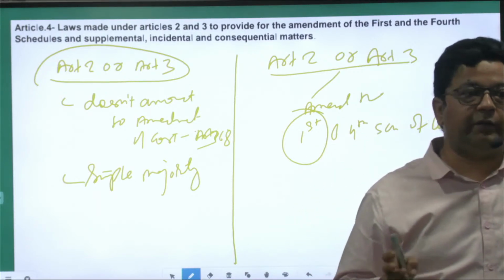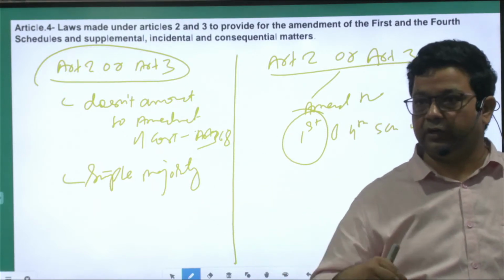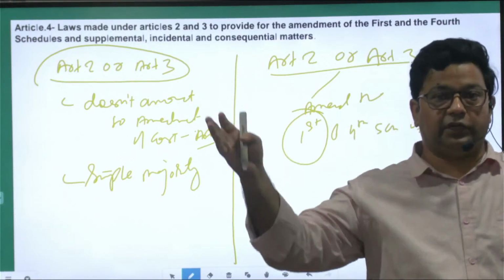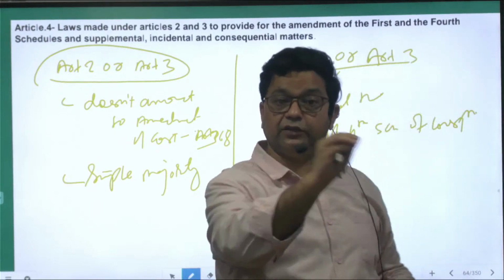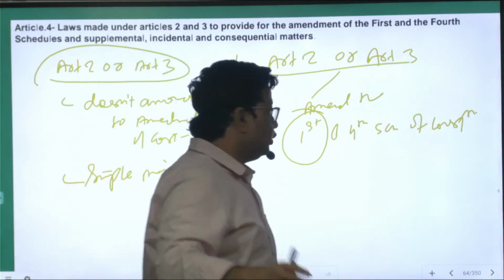The first talks about the name and territory of India. Like if you bifurcate two states or merge one state, that has to be mentioned in the first. It means you are diminishing its territory. If you are changing the name of any state, that has to be mentioned in the first. Is it clear? Also the fourth.